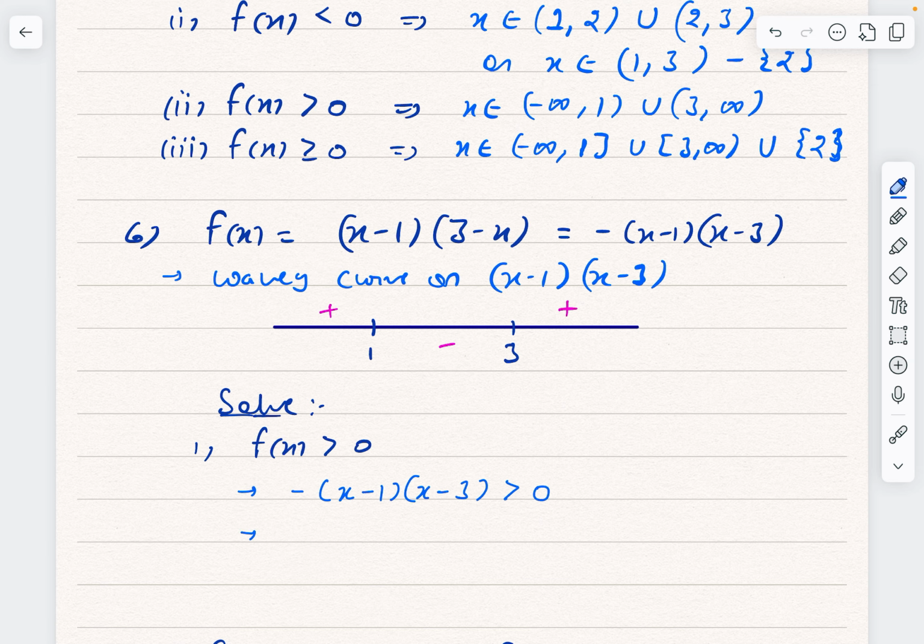What you can do is multiply by minus 1 on both sides, and when you multiply by minus 1, the inequality changes. So we get (x − 1)(x − 3) less than 0. Now we can use the wavy curve on (x − 1)(x − 3) only. We want it to be negative. Negative is between 1 and 3, so the answer will be x belongs to open 1 to open 3. So it's the same thing, and this will be easier for you to understand. Next problem.